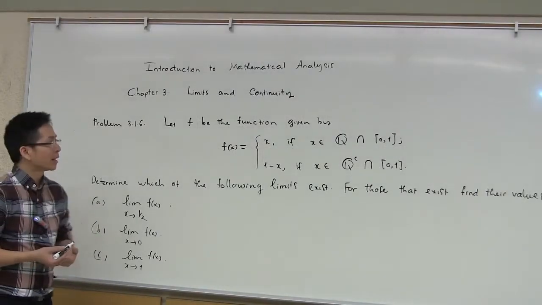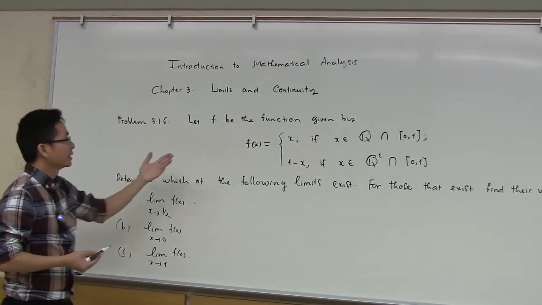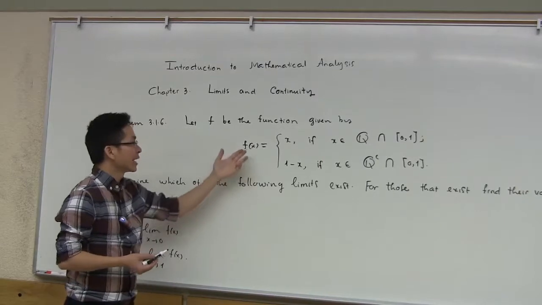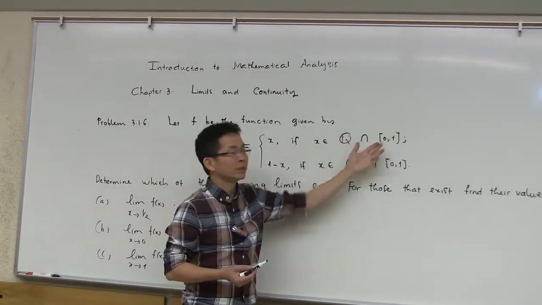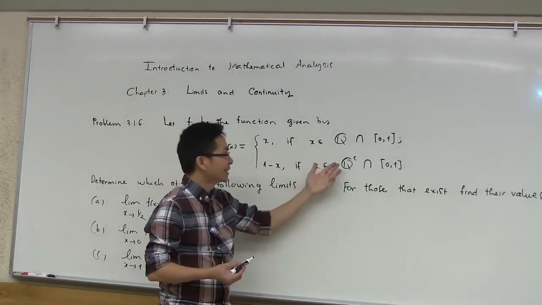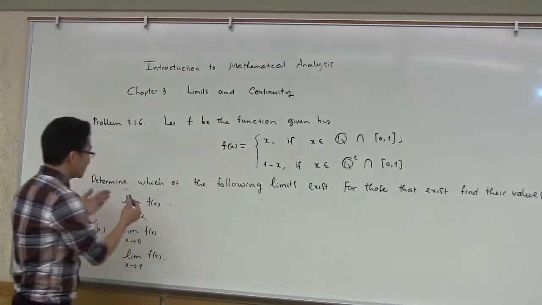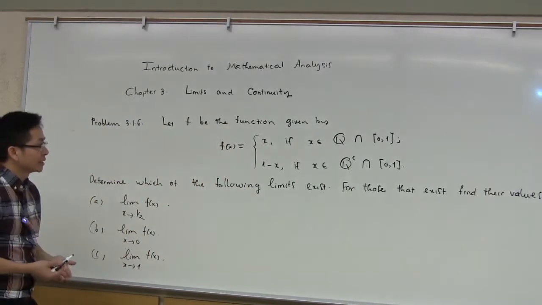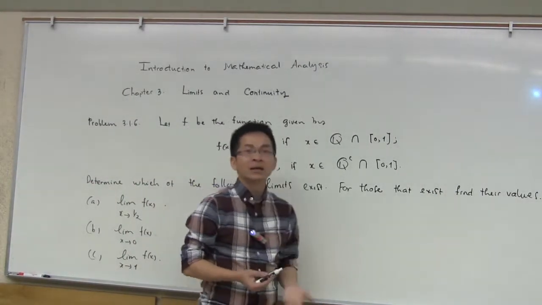In this video, we are going to work on problem 3.1.6. Let f be the function given by f(x) is x if x is a rational number in the interval [0, 1], and 1 minus x if x is an irrational number in the interval [0, 1]. Determine which of the following limits exist, and for those that exist, find their limits.